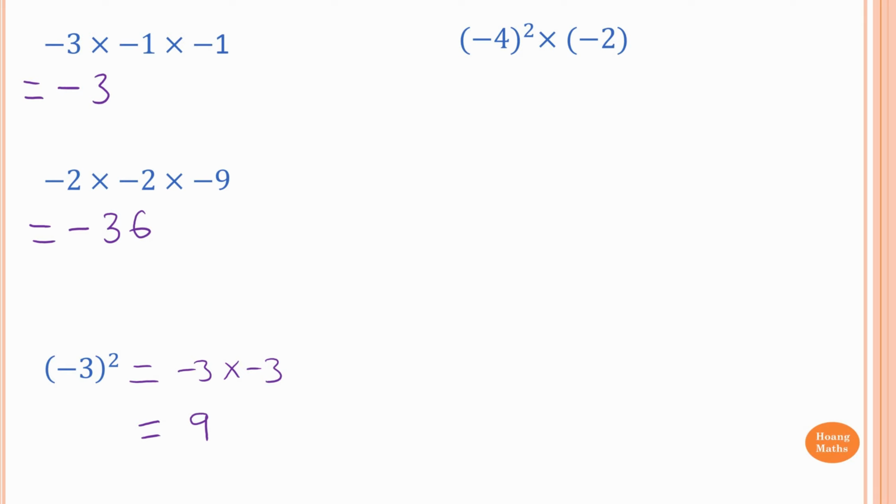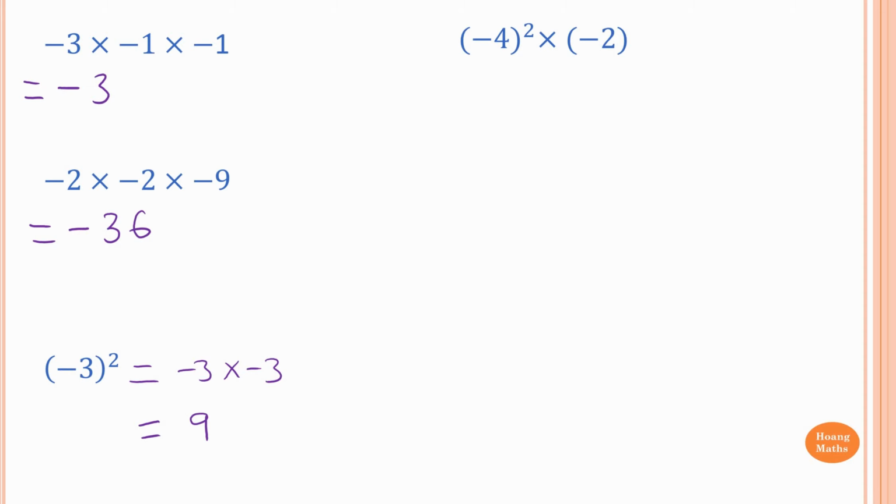Next one. Negative 4 to the power of 2 times negative 2. So negative 4 squared times negative 2. First of all, we can clear the negative 4 squared first. We know negative 4 squared results in a positive number because 2 negatives multiplied together give a positive. So 4 times 4 is 16. So just write 16 down, times negative 2. Now we have a positive and a negative multiplied together, so the answer should be negative. And then 16 times 2 is 32. So therefore the answer is negative 32.